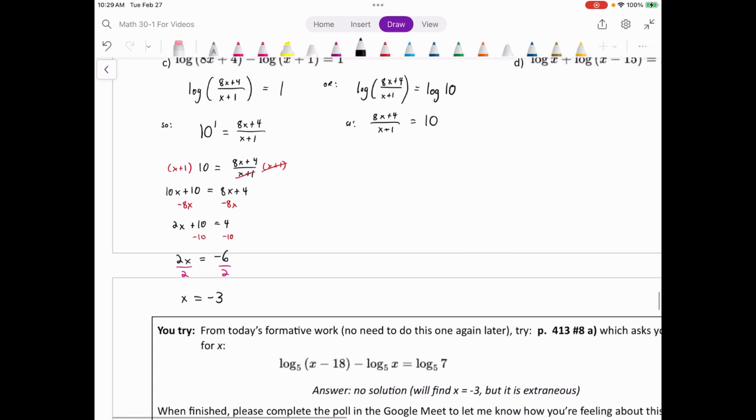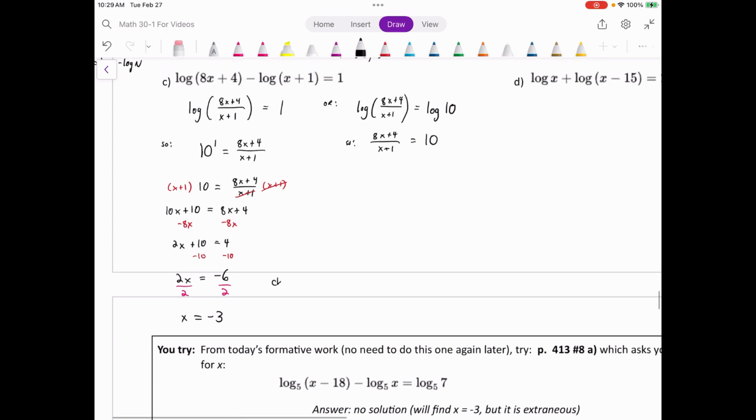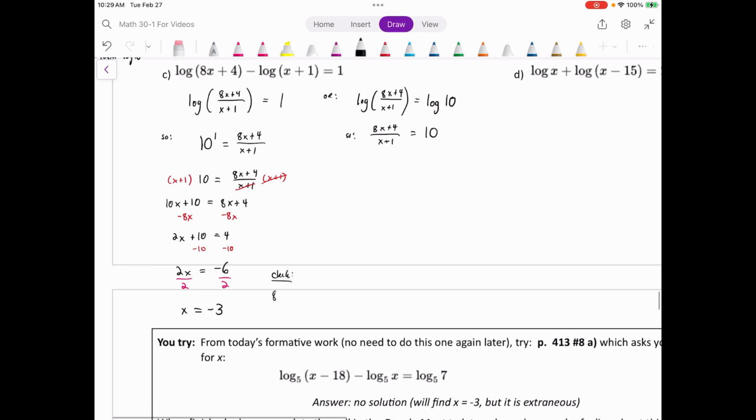Because look, if we verify or check our solutions, I guess it's not really verifying, but checking them, just making sure they're not extraneous, right? 8 times negative 3 plus 4, negative 24 plus 4 is negative 20. That makes the argument of our logarithm negative, right? If you try to do log of negative 20, it's going to say error, right? It also makes this one negative. Negative 3 plus 1 is negative 2.